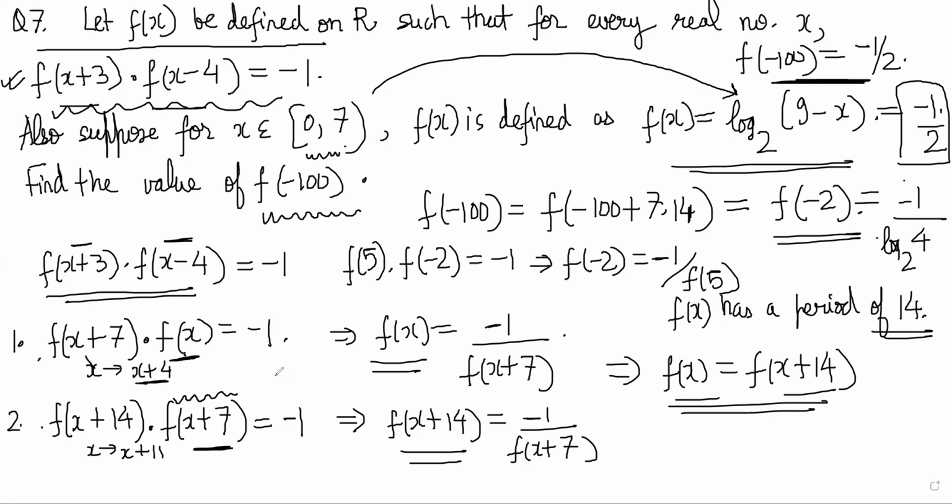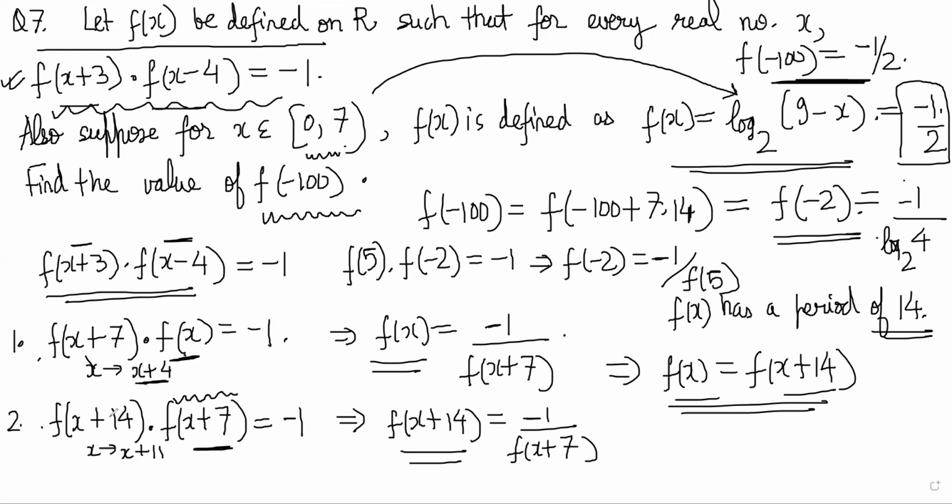So hopefully you understood how we found the period of the function. Once we can find the period, we can find any values of the function because we know all the values between 0 to 7, right? After that, you keep adding 14 or subtracting 14 and you will end up having the same values, right? So that ends this question.